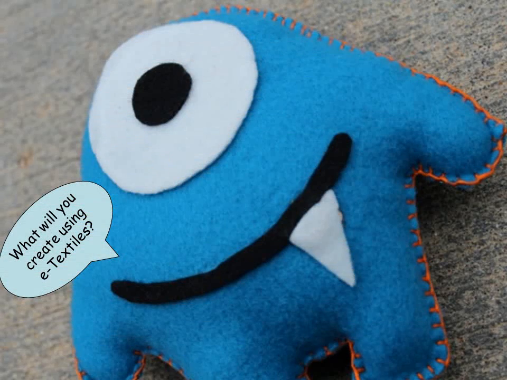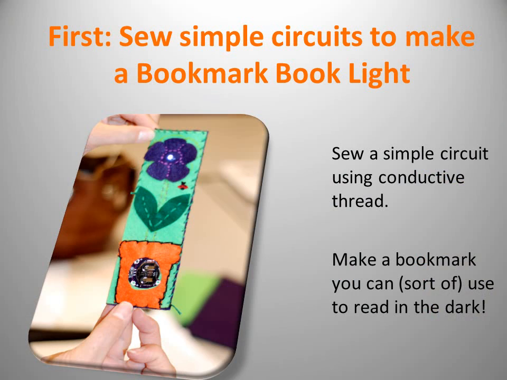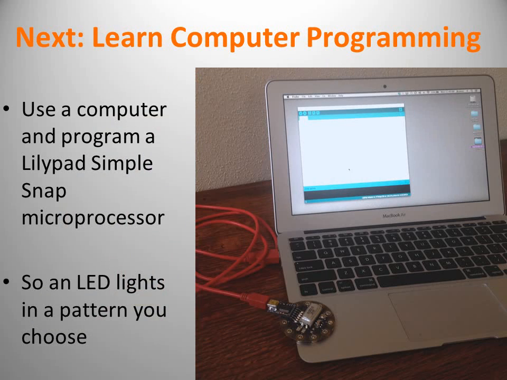Now let's look at what you will be doing with e-Textiles and the LilyPad Arduino. The e-Textiles project will consist of 3 different lessons. The first project will introduce you to simple electronic circuits and sewing with conductive thread to produce an electronic bookmark. In the second project, you will learn computer programming, or coding. You will use a computer connected to the LilyPad Arduino microprocessor and write a computer program that tells the microprocessor what to do.